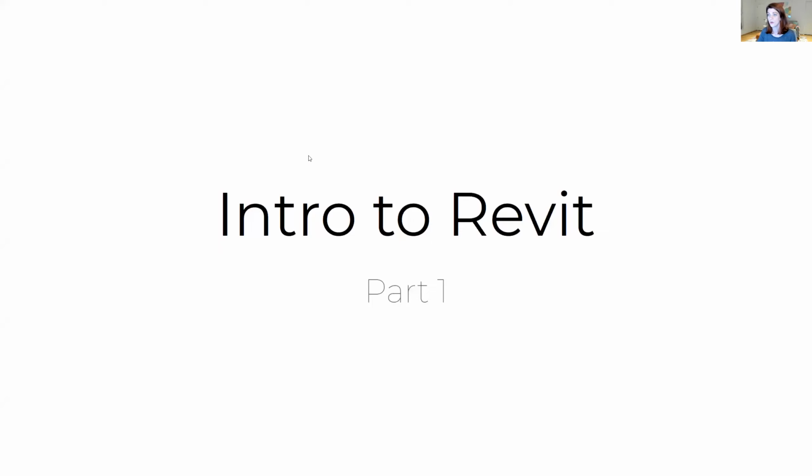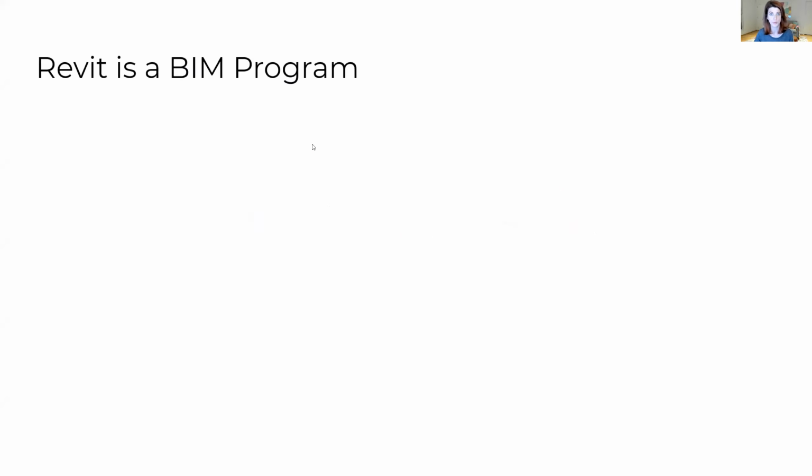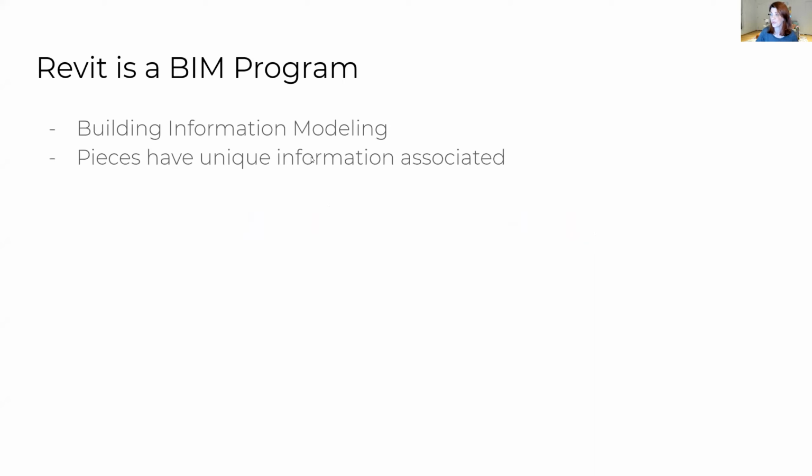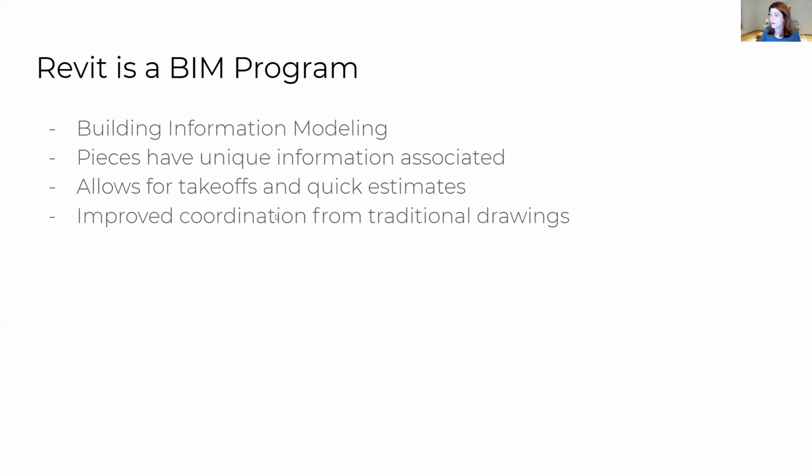All right, so Revit is a BIM program. I know that's probably super obvious. But BIM means building information modeling. And what this means is that the pieces in a model have unique information associated with them, okay? This information can be about pricing, it can be about specific material. There's a lot of different information that can be associated with pieces. And it does things like allows for takeoffs and quick estimates on pricing, and that's why it became really popular. It gave really quick pricing feedback.